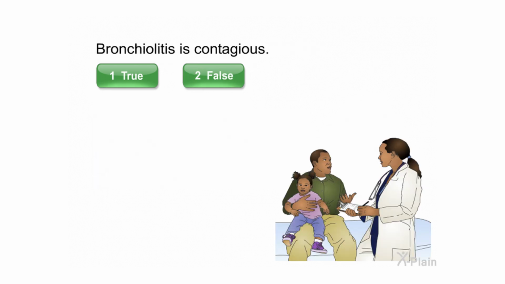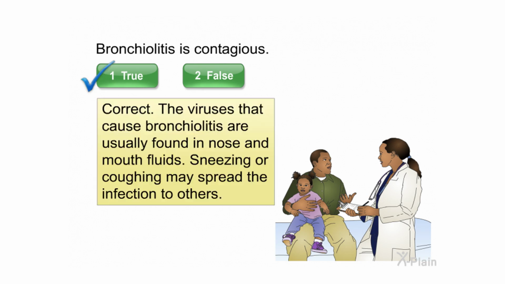Bronchiolitis is contagious. Select true or false. Correct. The viruses that cause bronchiolitis are usually found in nose and mouth fluids. Sneezing or coughing may spread the infection to others.